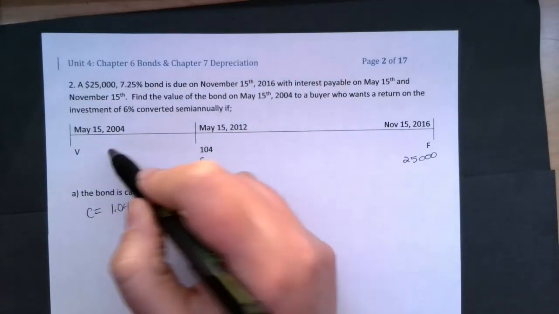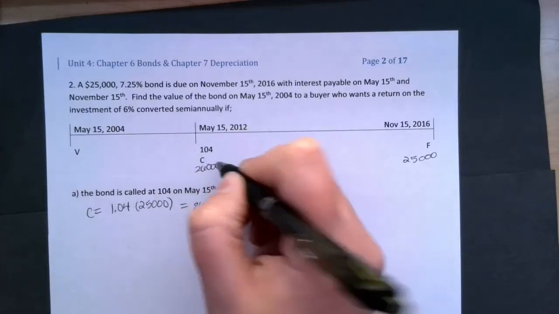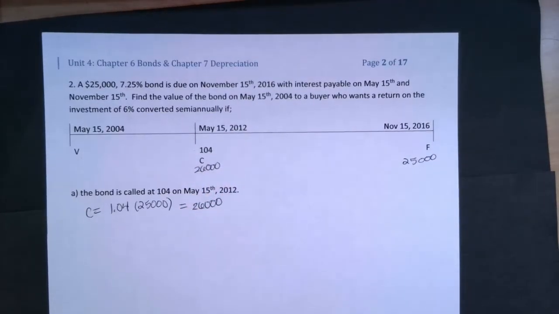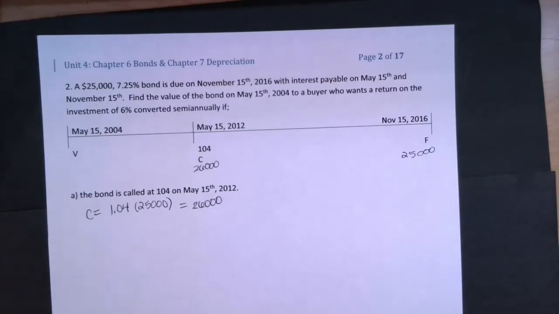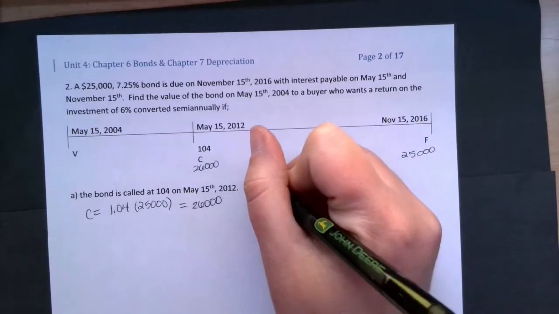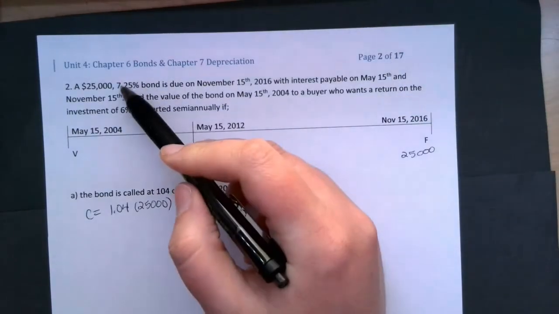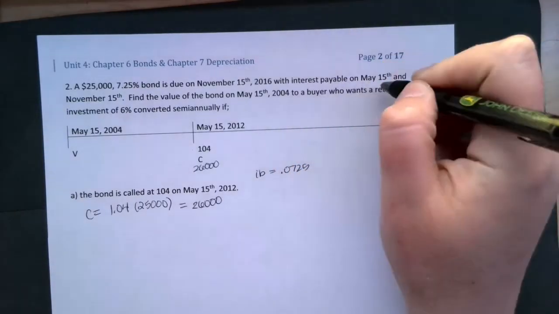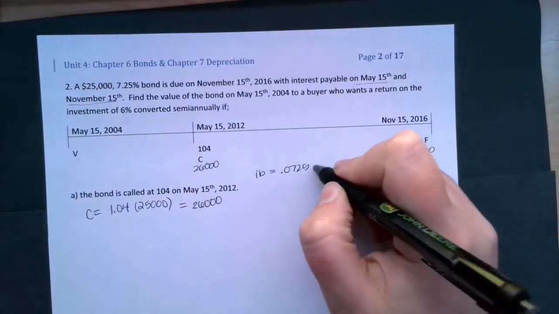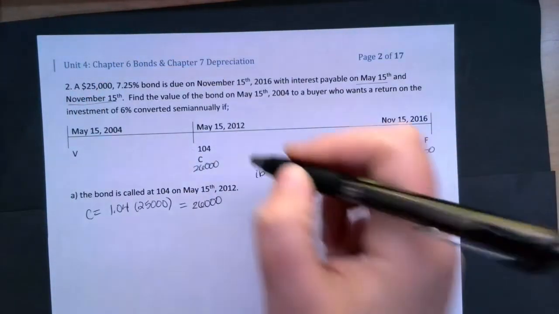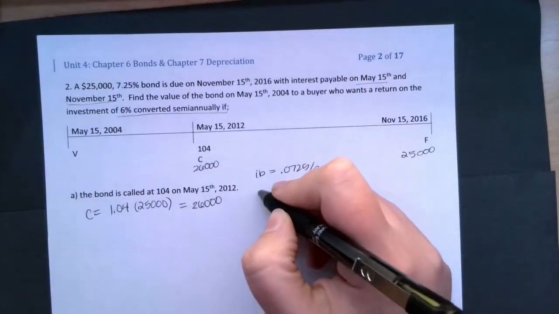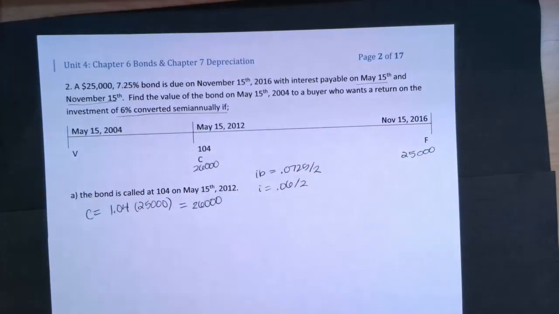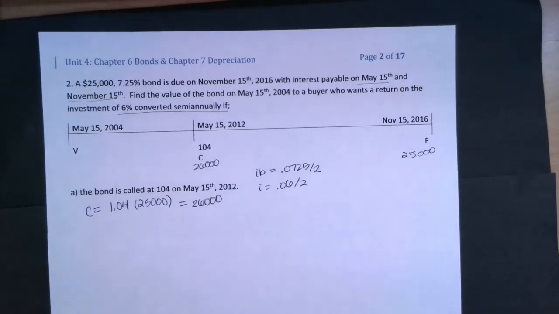Okay, so we have to move this backwards. Our 26,000 is right here. We also need our FIB and those details. Our IB for this whole problem is 7.25%, so it's 0.0725, and it's payable on May 15th and November 15th, so that means it's semi-annually, because those are 6 months apart. Then we have our other I, which is 6%, again converted semi-annually. Now we have both of these pieces together. The only thing we're missing is our N.